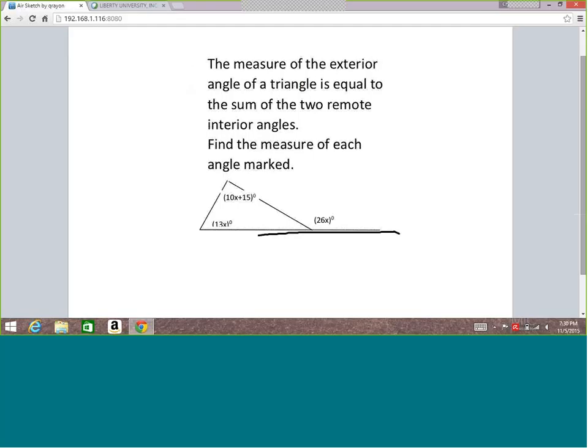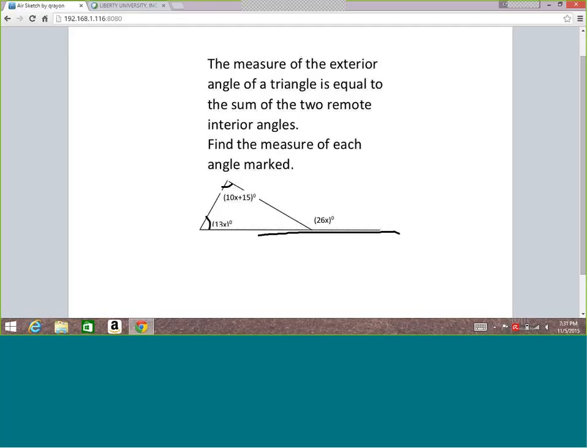Remote interior angles means the angles on the other side of the triangle. You see the ones that are marked here are not next to the 26x degrees. They're on the other side of the triangle. So the relationship we have here is that when you add those 2 interior angles together, it's going to equal 26x degrees. So that's what we're going to use to write our equation. And after we write our equation, we'll need to solve for x. And when we get our answer for x, we're going to put it back into these expressions to find the measures of each angle. Okay?